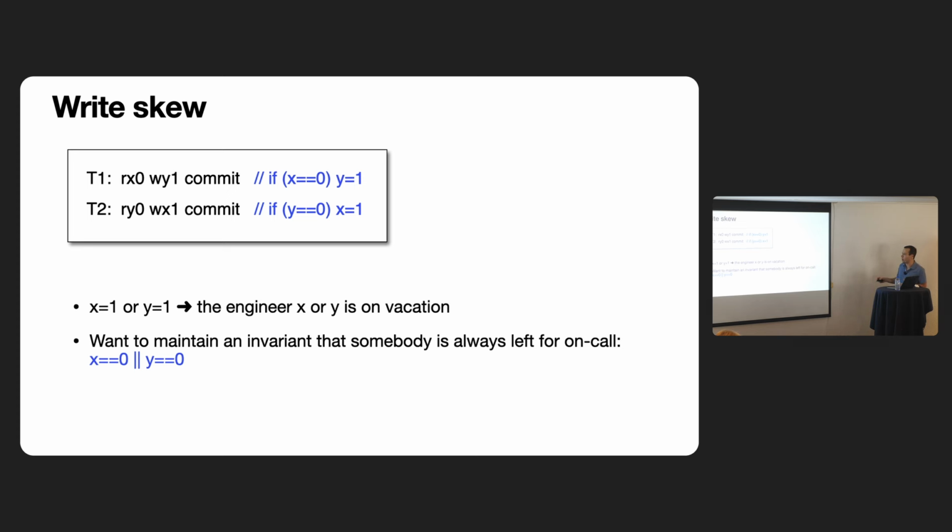And so the problem here is that in both cases, these requests succeed. You read zero from X, so X is available. Then you write one to Y and you commit. This is this transaction. In this transaction, you read zero from Y. You write one to X, and then you commit, right? And then in the end, both guys go on vacation, right? So this is called write skew.